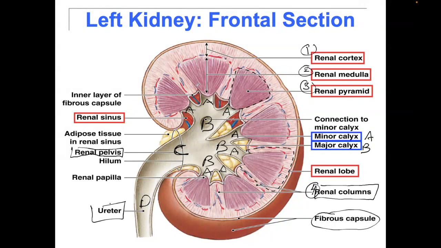You can see these little cavities right here. These are called the renal sinus. That's a renal sinus, this is a renal sinus. All these little cavities here are renal sinuses.